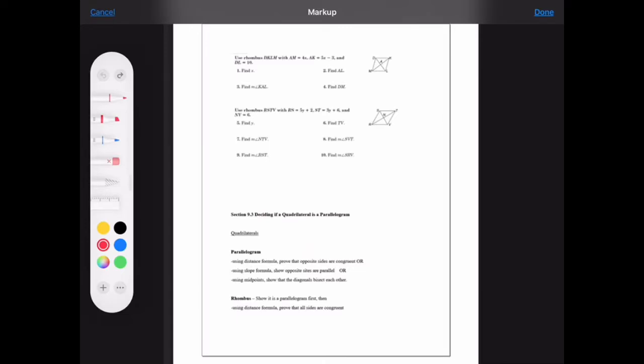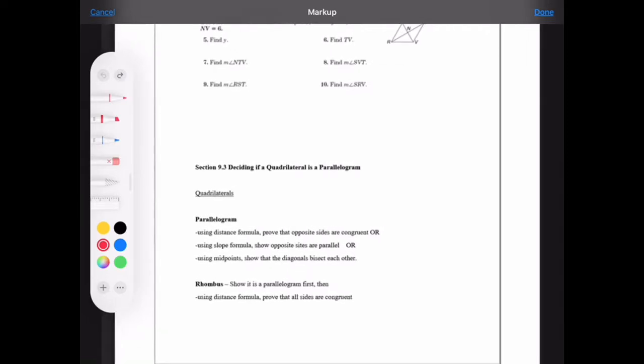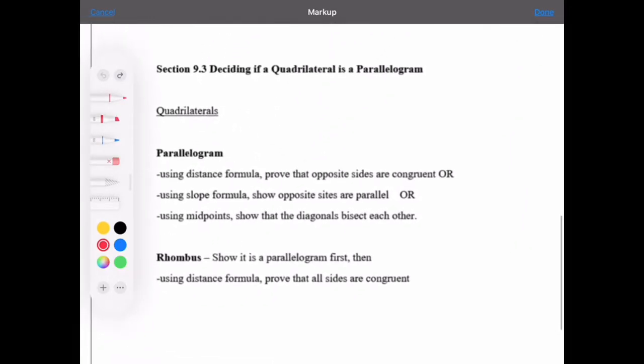So today we're going to be looking at some of the proofs in section 9.3, so pay attention to where we are if you have the notes printed out. But today we're going to be looking at proving that a quadrilateral in a coordinate plane is a parallelogram. Okay, so there's a couple ways that we can go about doing this.